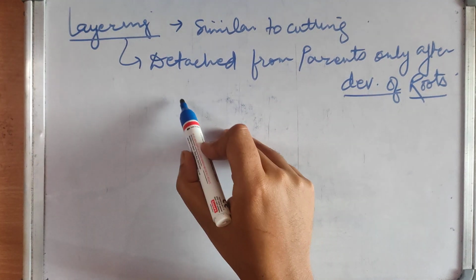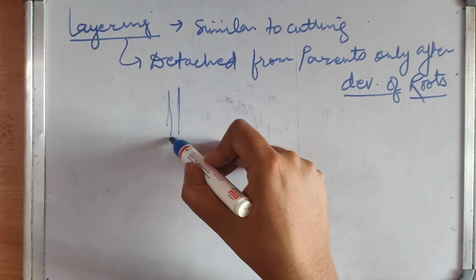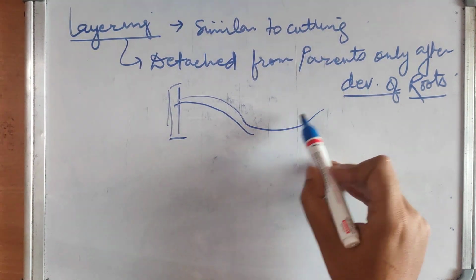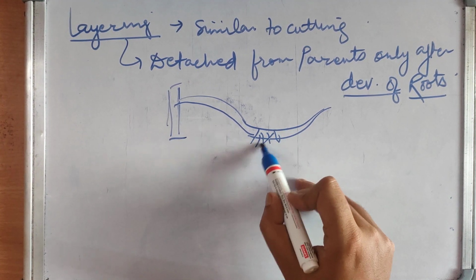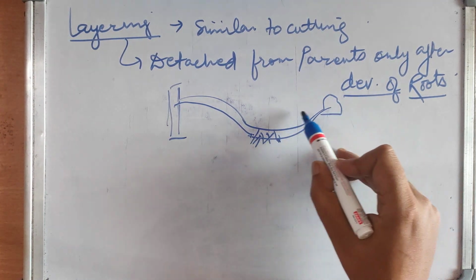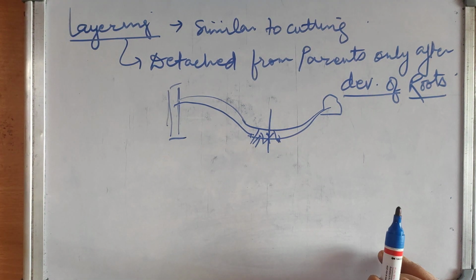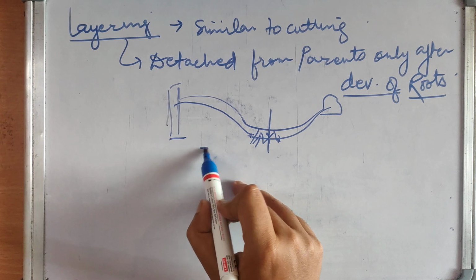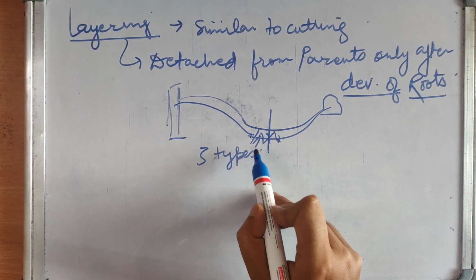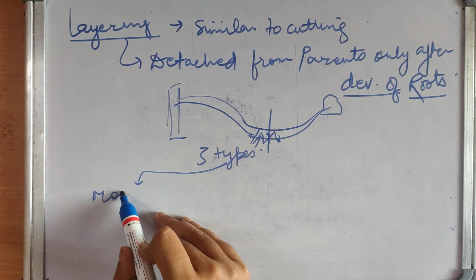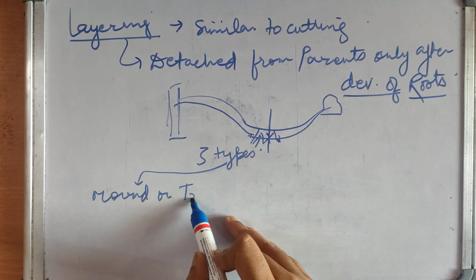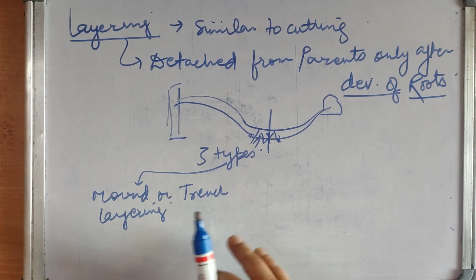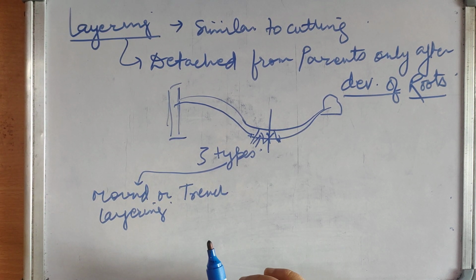Suppose this is a plant and its branch. First there should be root growth here, and then we will cut this part and grow it separately. So this is what layering is. It is of three types. First one is mound or trench layering. Here soil is mounded to the stem.